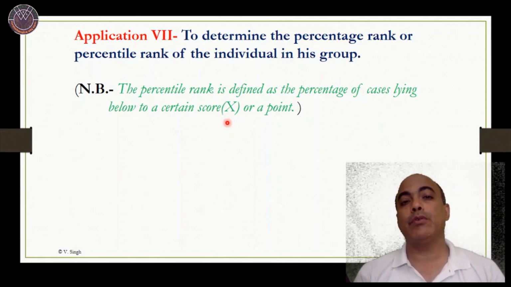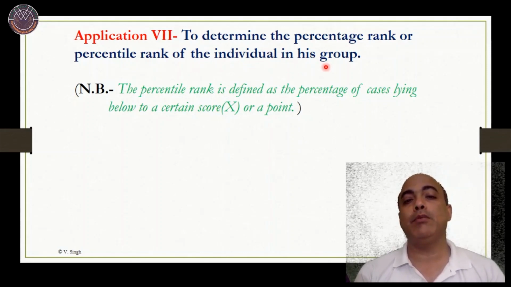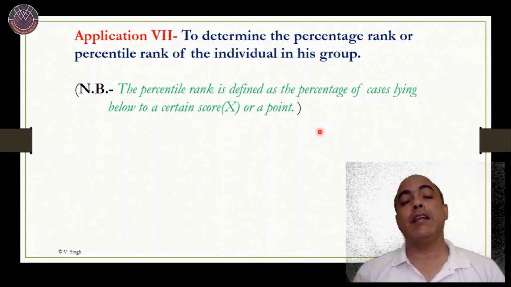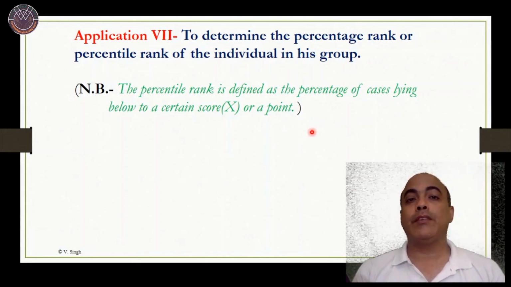So we have to understand what percentile rank is first, and I hope all of you know what percentile rank is. In the seventh application, we have to determine the percentage rank or percentile rank of the individual in the group, and by using the normal probability curve, we can easily do it. To understand this particular problem, let us take one problem.